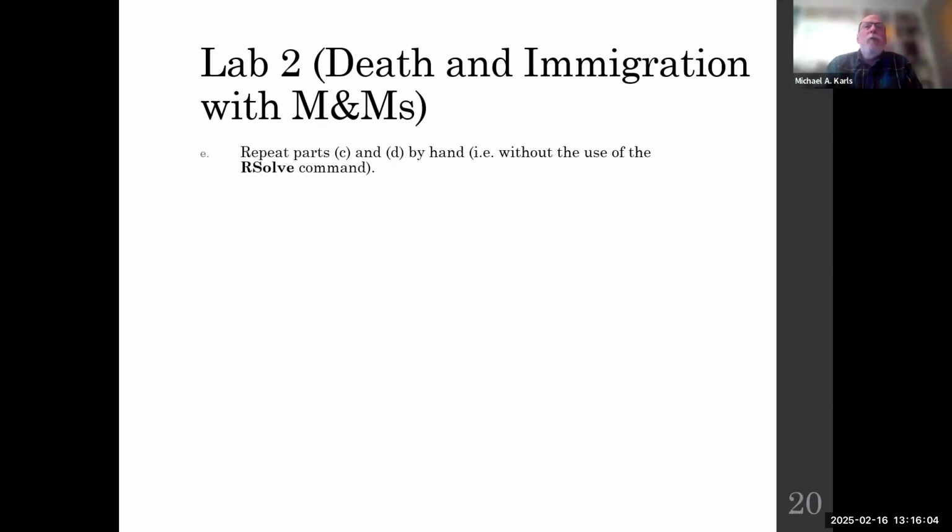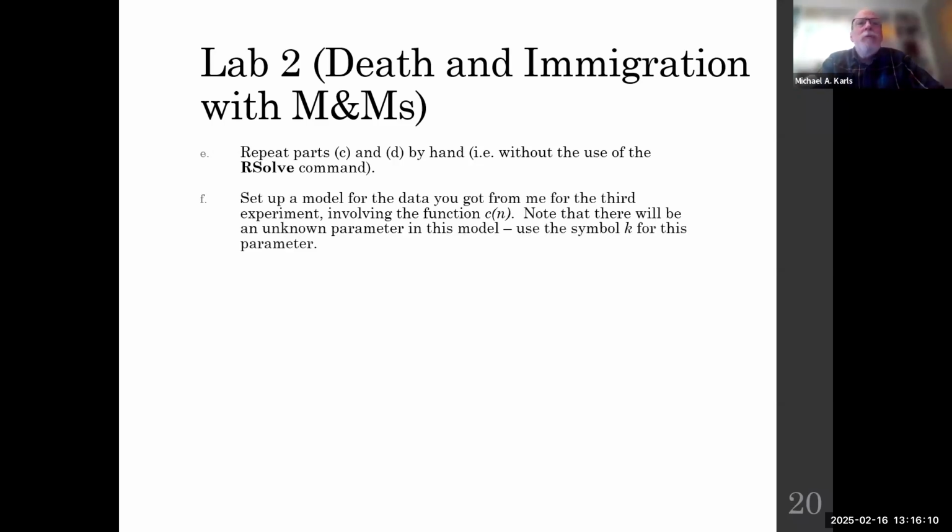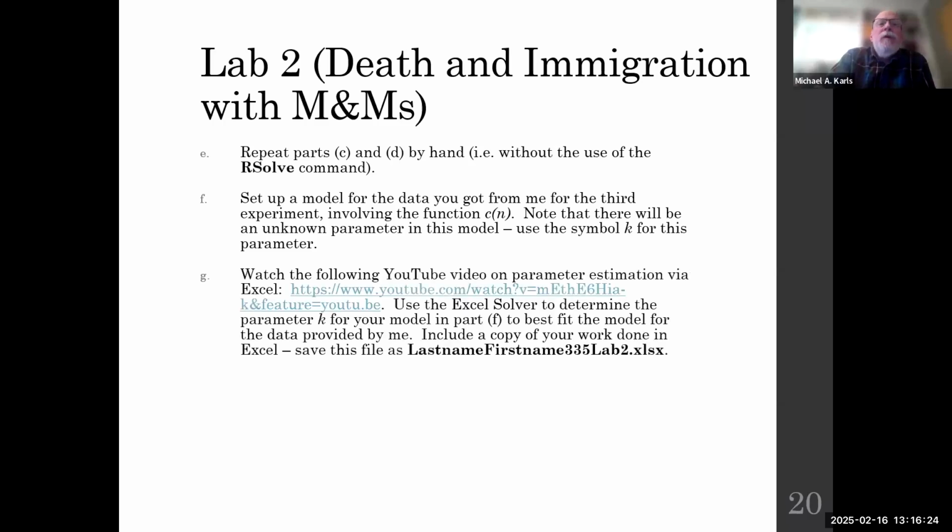using technology. Then I wanted them to go back and resolve them by hand without using the rsolve command. And then I wanted them to set up a model for the data they got from the third experiment that I gave them, and make a function C of n to describe what's going on here. And there's an unknown parameter for the immigration number K.